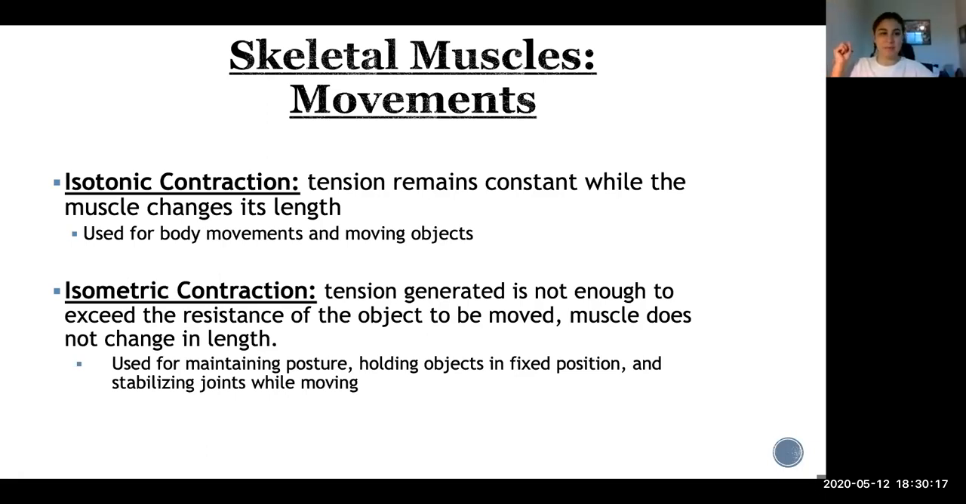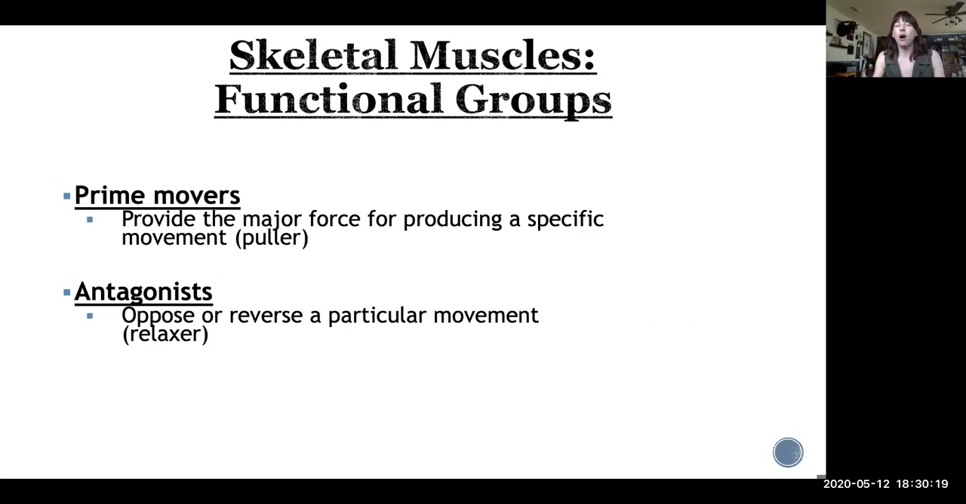Cool. Okay. All right, and then all of your muscles are paired, right? So you have to have at least two muscles around a joint in order to do the movement of that joint in both directions. One muscle group pulls the joint in one direction, and the other muscle or muscle group pulls the joint in the opposite direction. The one that's doing the pulling is the prime mover, and the one that's doing the relaxing is the antagonist.